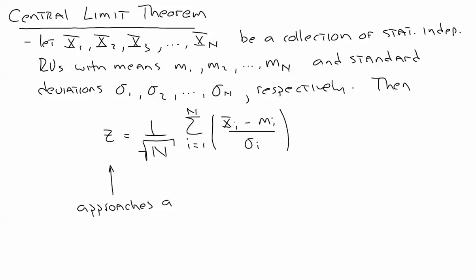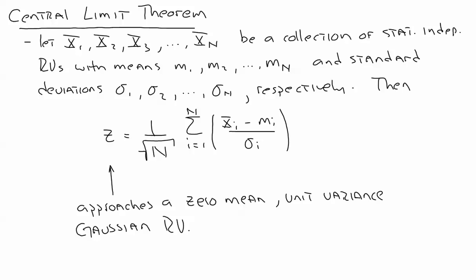a zero mean unit variance Gaussian random variable. All right? And this is true at least as n approaches infinity.